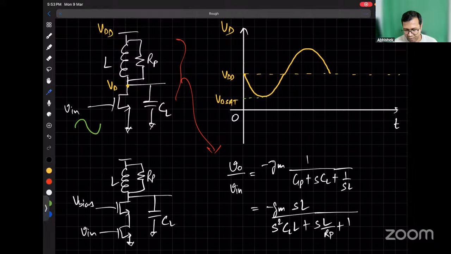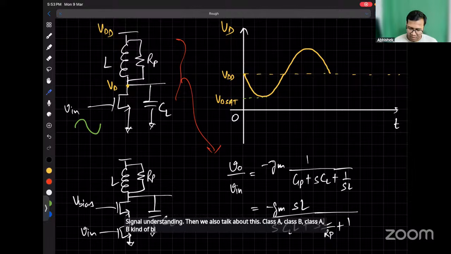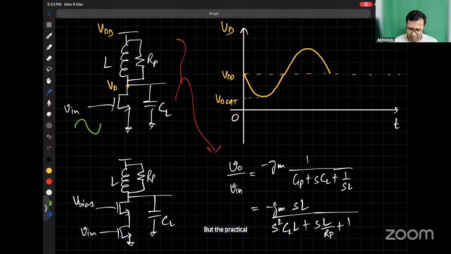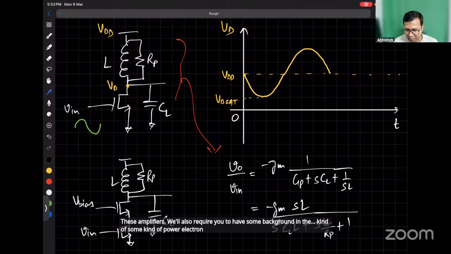these books will give you a basic idea about signal understanding. They may also talk about class A, class B, class AB kind of biasing. But for the practical issues with respect to high power, these amplifiers will also require you to have some background in power electronics, because the power electronics community very regularly handles very high voltage devices where you also need to be worried about the thermal part.